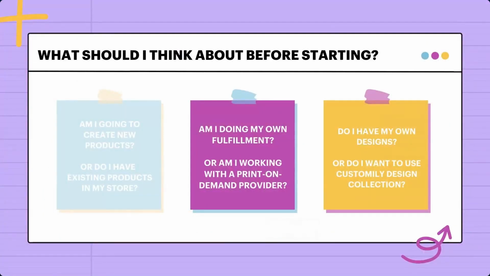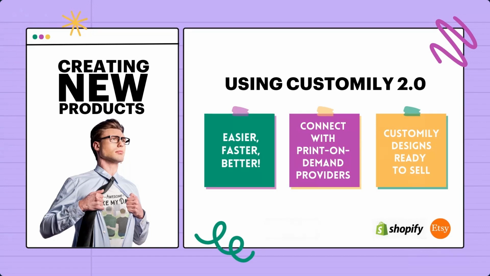Now, if you will be creating new products, more questions will pop up. Am I doing my own fulfillment? For example, with my own workshop or a local company? Or am I fulfilling with a known print on demand supplier? And then, do I have my own designs that will be personalized, or will I be using pre-made designs from Customily? Now, these two questions will be the entry point to use what we call Customily 2.0.